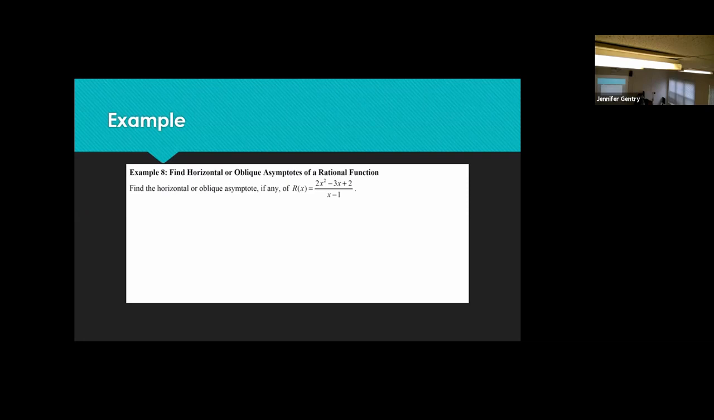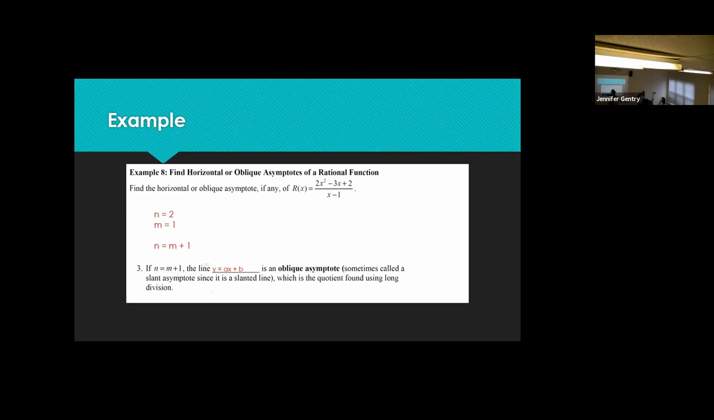2x squared minus 3x plus 2, divided by x minus 1, okay? What is my M and my N? From the box that we just filled out, my N is the power of the top, which is 2, right? My M is 1. Remember, a letter by itself, no exponent, has an exponent of 1. Okay?